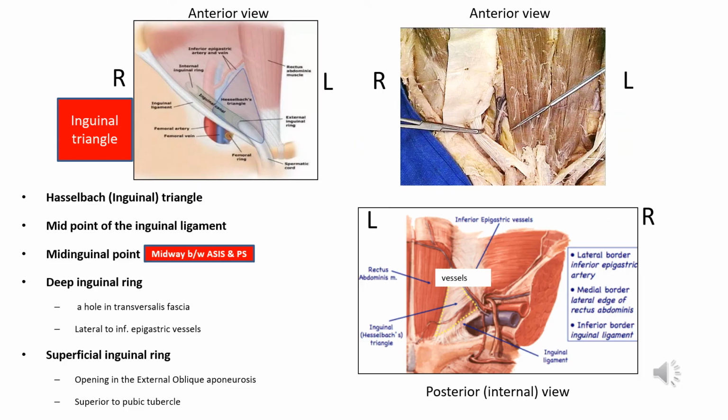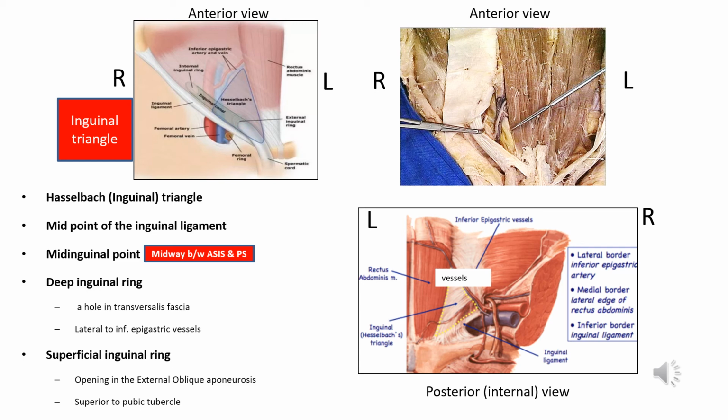I have listed here some of the anatomical landmarks related to the inguinal region and the inguinal canal that you have to understand and be able to describe at the end of this lecture. The inguinal canal is a short passage located at the lower part of the abdomen over the inguinal region. It extends in a downward and medial direction, parallel to and above the inguinal ligament. The inguinal canal begins at the deep inguinal ring and ends at the superficial inguinal ring.